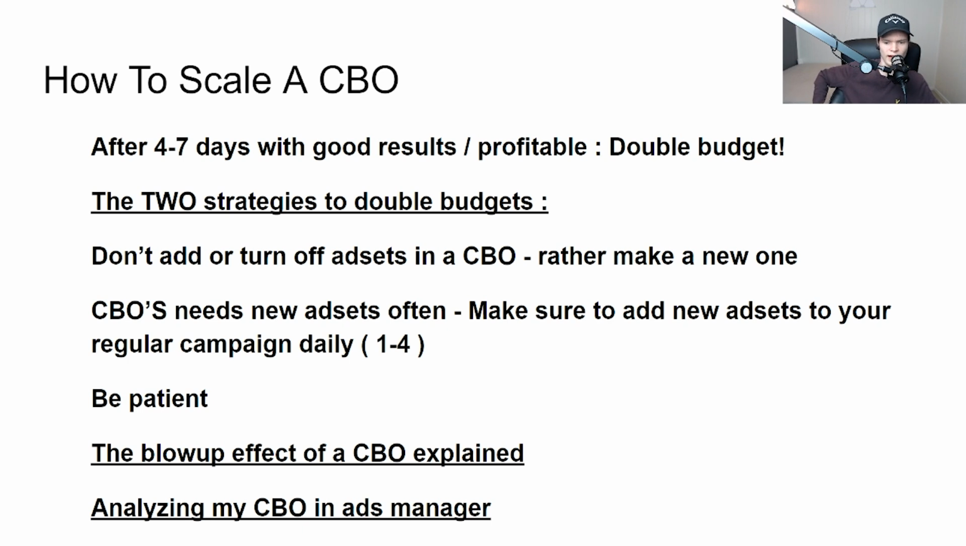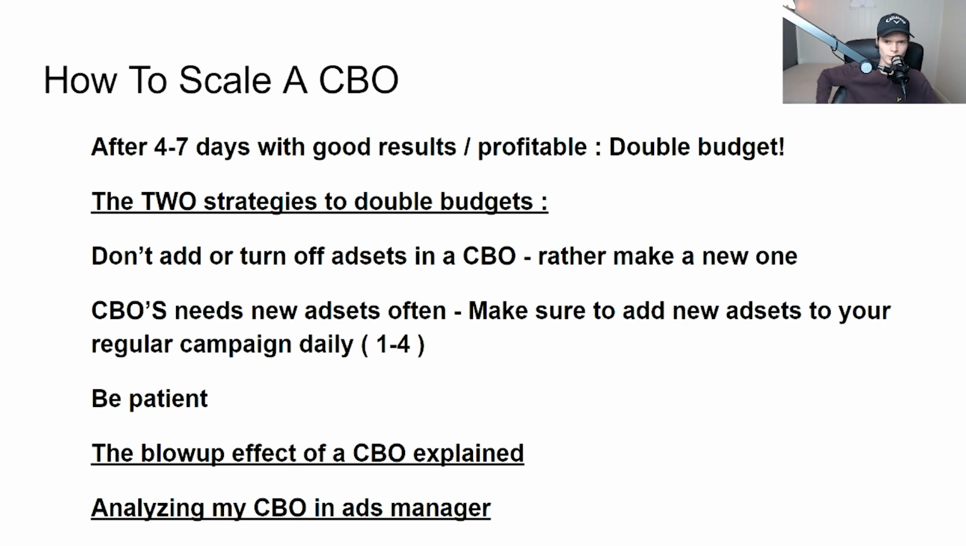CBOs is going to need new ad sets often. So that means you got to make sure you add new ad sets every single day, add new interest every single day to your current campaign, like not the CBO, but the normal campaign. Just add new interest there all the time, or new ad sets. So you have new ad sets in order to make new CBOs all the time. I'm not saying a CBO is going to die out super quick, but CBOs can die out a little bit quick. So that's why you should add 1 to 4 new ad sets every single day in this phase.